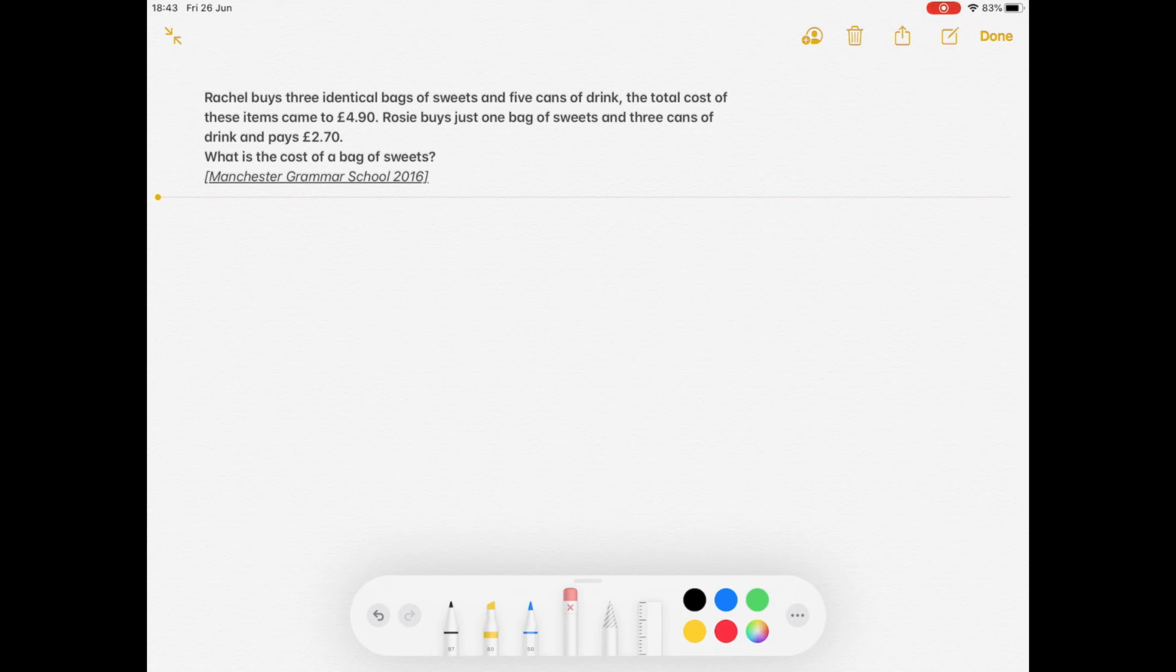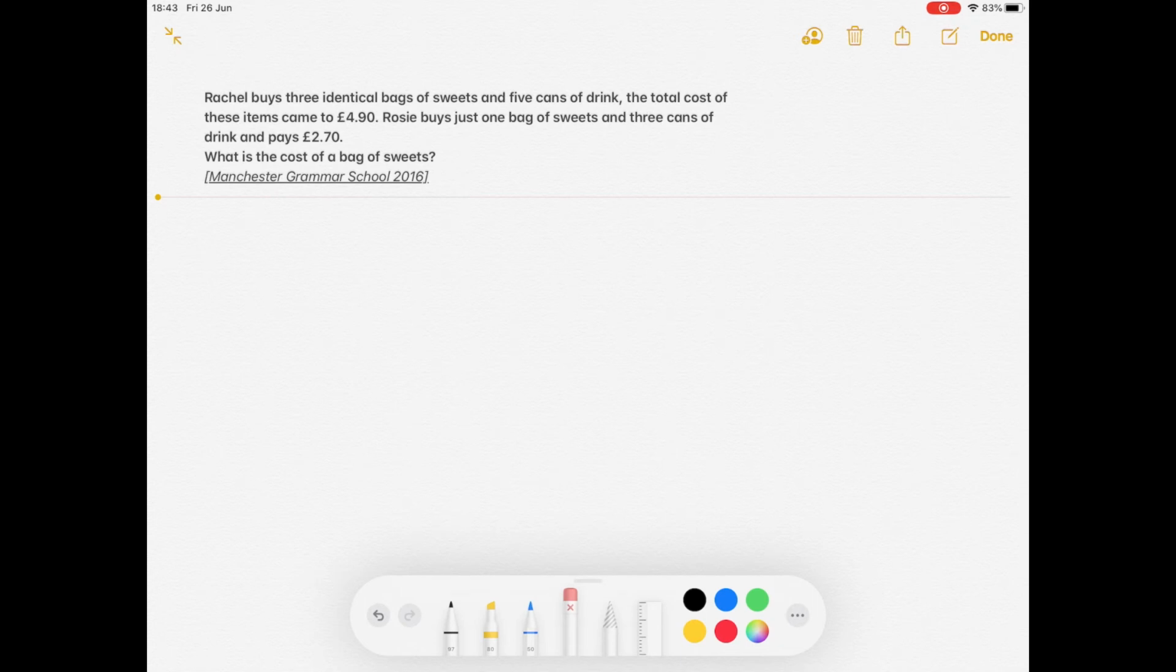Now, how can we tell that this is a simultaneous equations question? Well, first of all, we have unknowns, and this points us to the fact that we need to use algebra. And secondly, there are 2 statements. Rachel buys a certain number of things for a certain cost, and then Rosie buys a certain number of things. This points us to the fact that there are 2 equations that need to be solved. Hence, this is a simultaneous equations question.